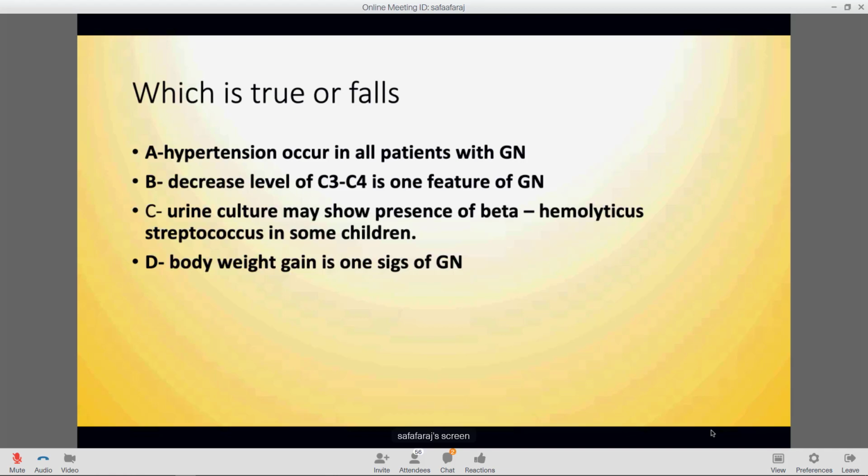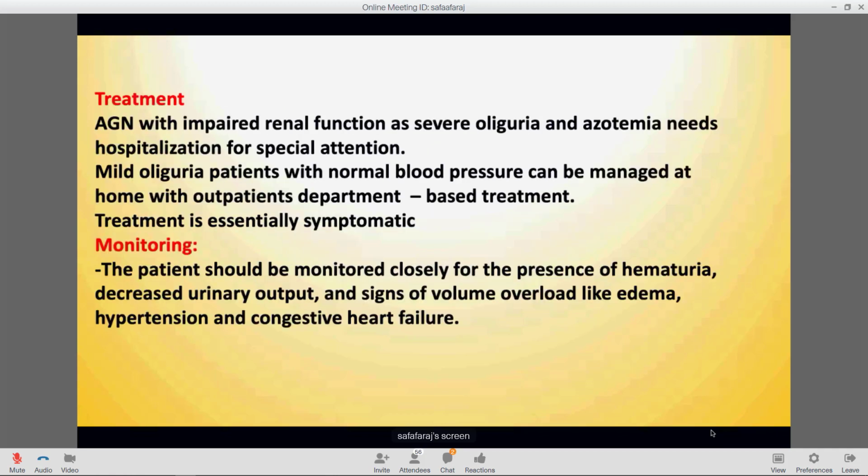Body weight gain is one sign of glomerulonephritis. This one is true, and that's why it is important to measure weight every day. It is important in patients with glomerulonephritis. Excellent. Okay, thank you.